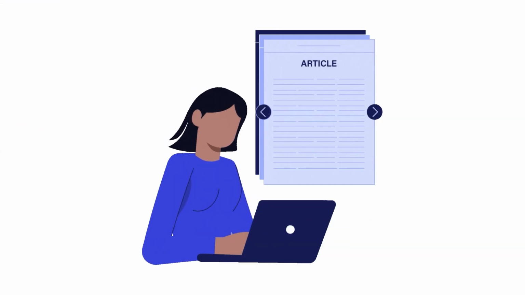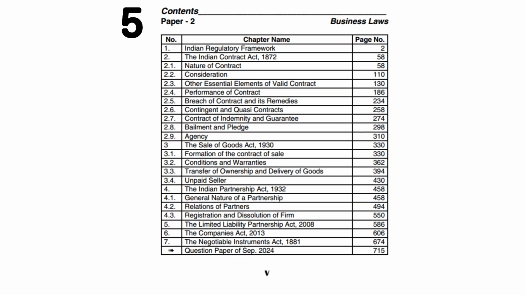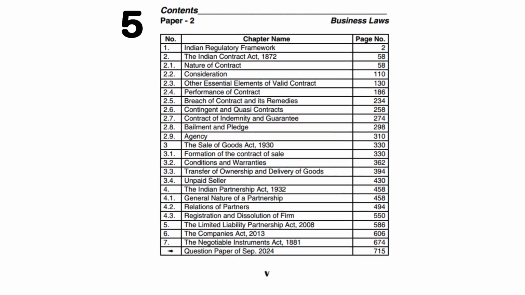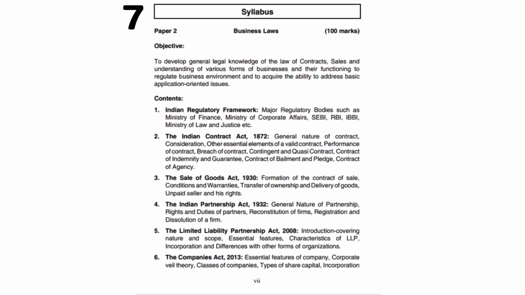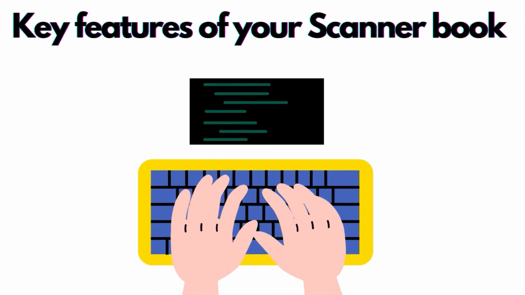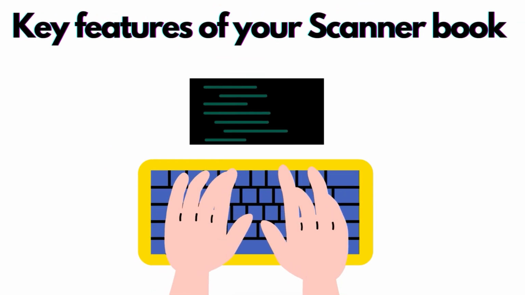After registering, I recommend checking out page 5 for the detailed contents of the book and page 7 for the complete syllabus. These will give you a clear overview of what's covered in the book. Now, let's dive into the key features of your scanner book that will help you in your exam preparation.